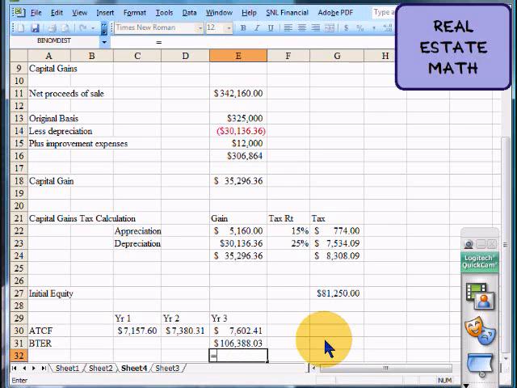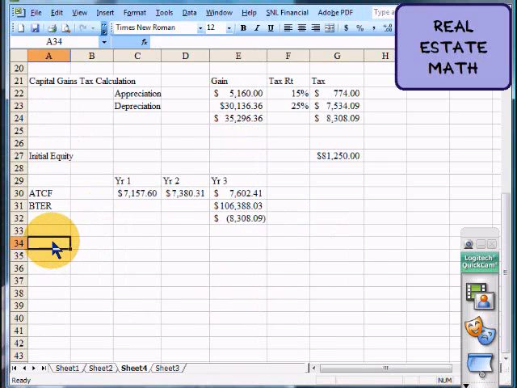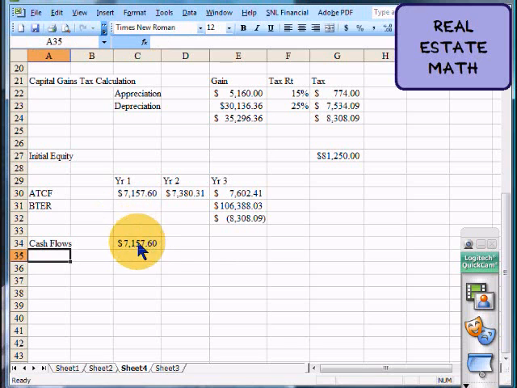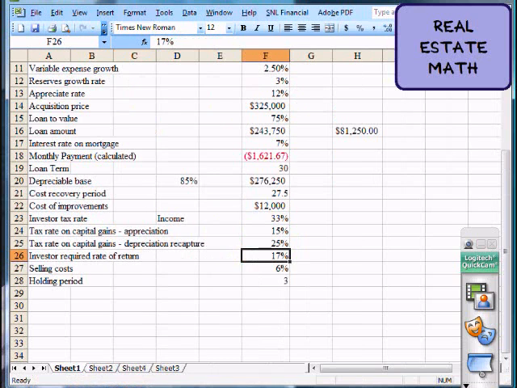And finally, we've got to pay taxes on those gains. So let's point to this value. I'll make it negative just so we see those parentheses. And then let's just sum these up. So this is going to be our cash flow for each year. We'll just sum up all three of these rows here, and we'll just copy that across like so.